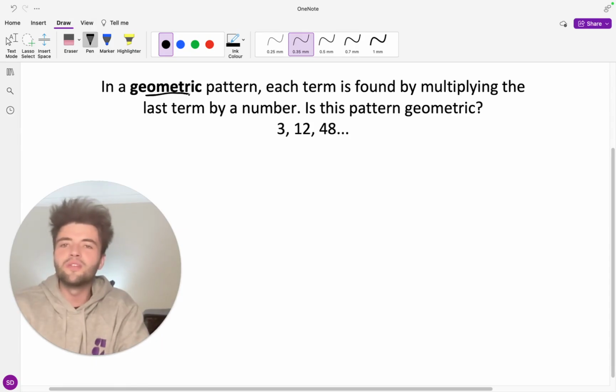So in this question, we're told that in a geometric pattern, each term is found by multiplying the last term by a certain number. And we're asked, is this pattern below geometric? So we're given the first three terms here. T1 is 3, T2 is 12, and T3 is going to be 48.